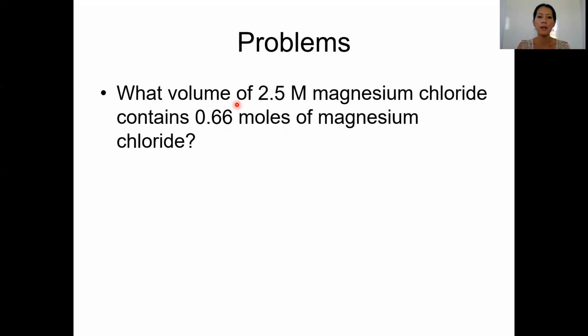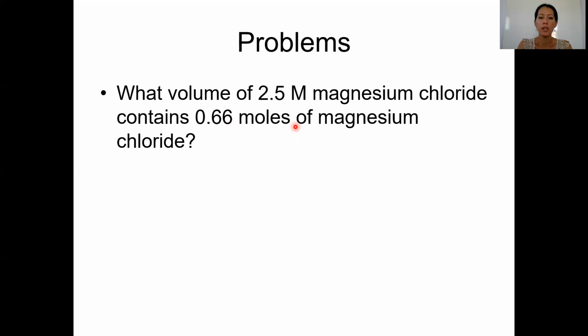Here's another one. What's the volume of a 2.5 molar magnesium chloride solution that contains 0.66 moles of magnesium chloride? So here you have a certain number of moles and the molarity. The reason this type of problem is important is sometimes you need to run a reaction and you need to know the exact number of moles to add.